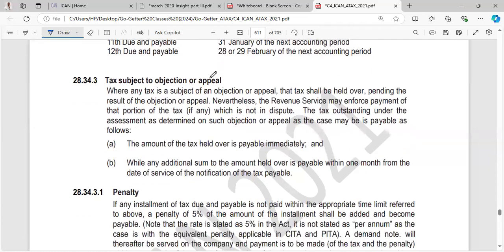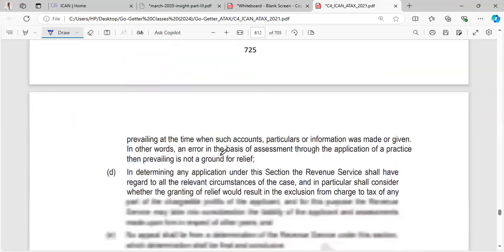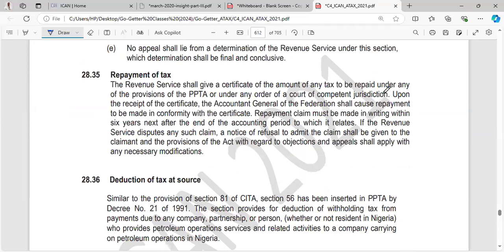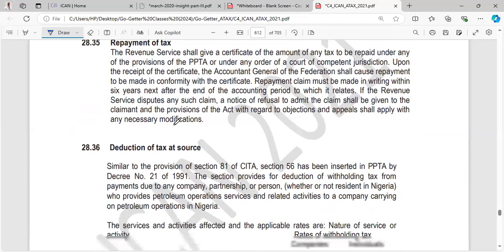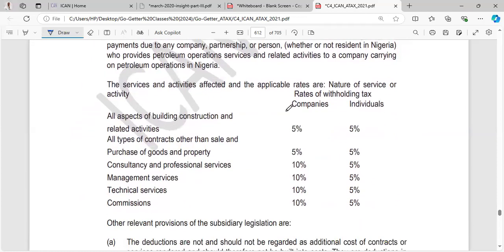Tax subject to objection and appeal, I need to talk about that one. If any installment of tax due and payable is not paid within the appropriate time, a penalty of 5% of the amount of the installment shall be added and become payable. So this is penalty. Repayment of tax. Tax deducted at source, all right, these are withholding tax.